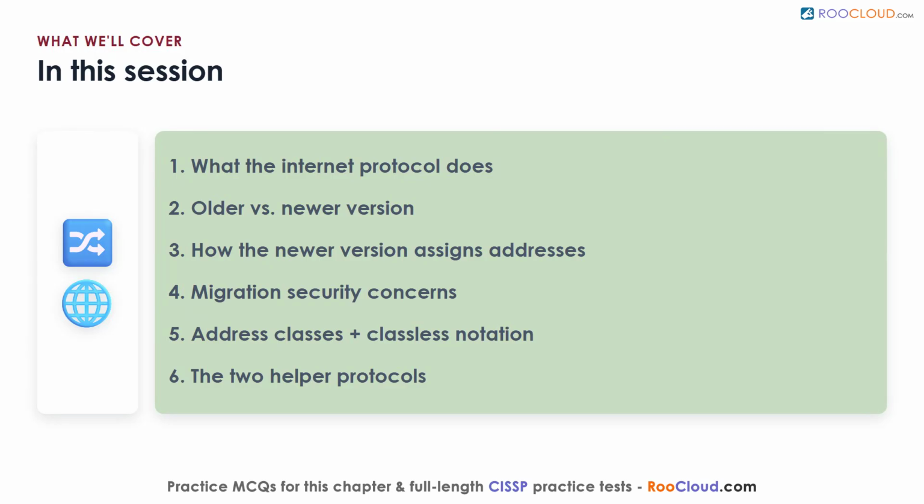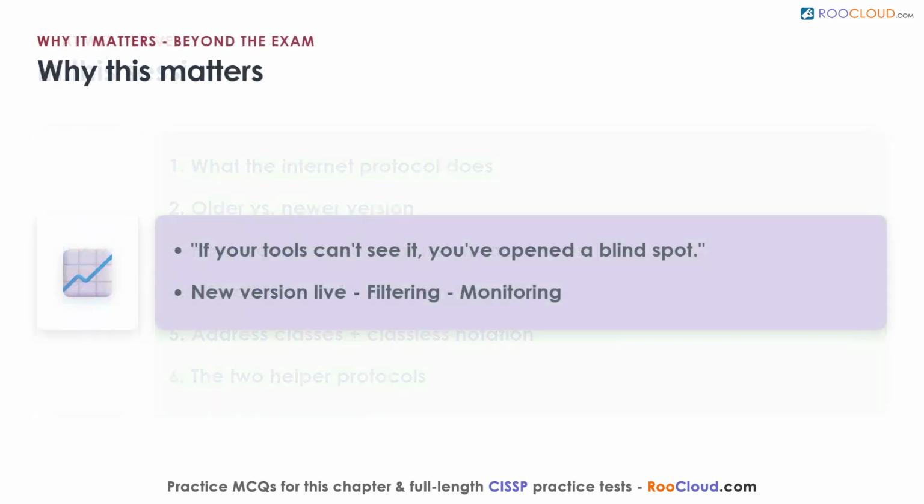How do the classic address classes and modern notation work? And what do the two helper protocols add? Why does this matter beyond the exam? Because addressing decisions shape your filtering, your monitoring, and your attack surface.